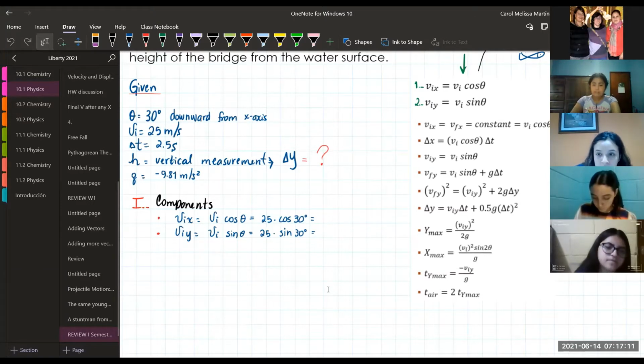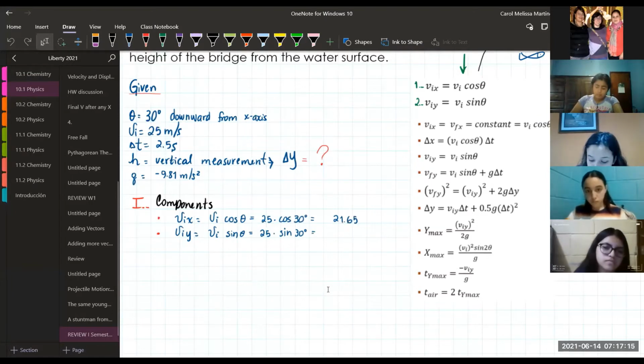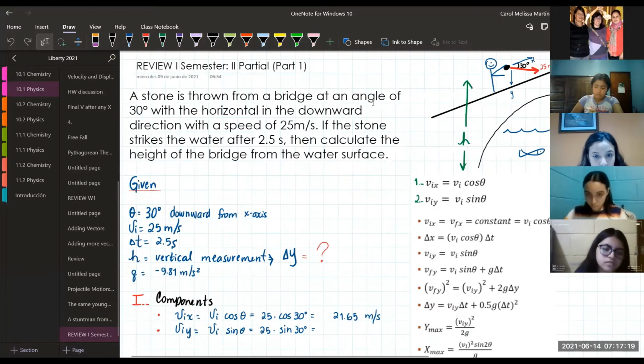21.65 meters over second. Now, where is the stone going? Is it going to the right or going to the left? To the right. It's going to the right, so it's going to be positive because it's going to the right. In y, how much did you get?